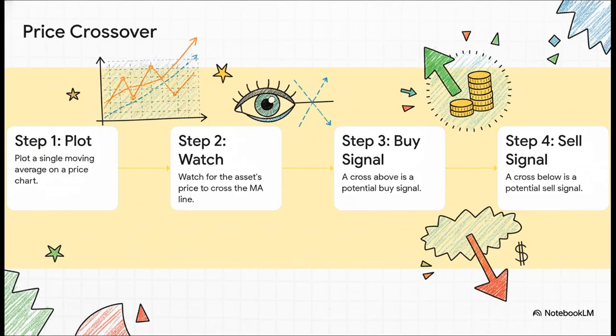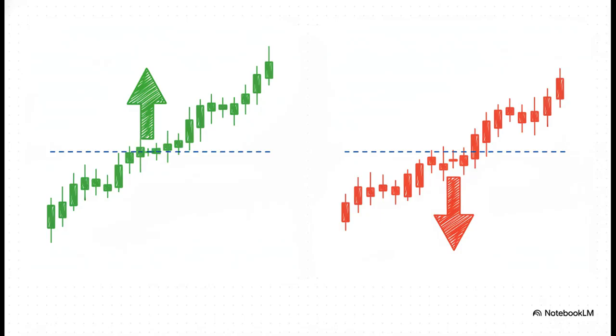What you're looking for is the moment the asset's price physically crosses that line. If it crosses above it, that's a potential buy signal. It suggests bullish momentum. And if it crosses below, that hints at bearish pressure. So yeah, the two key signals couldn't be simpler. Price punches above the moving average line, that's your potential green light to buy. Price drops below the line, that's your potential red flag to sell. It really is that straightforward.